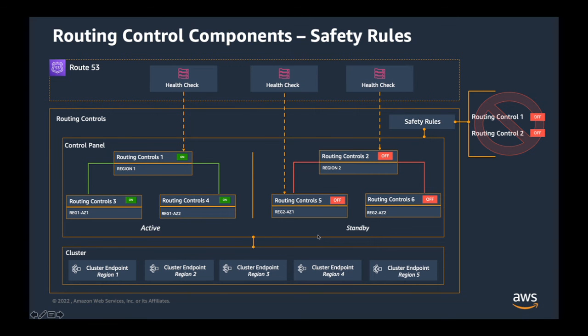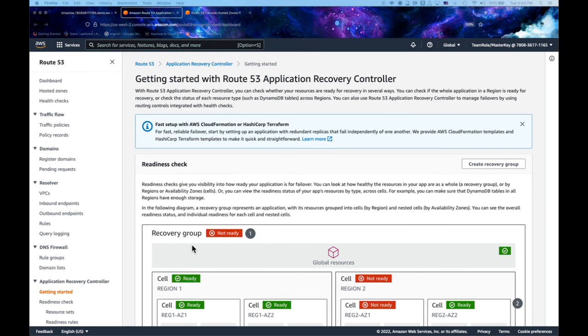This is just a quick glimpse at how safety rules are applied across the architecture. Let's say you created an assertion rule stating that at least one routing control needed to be on. If you tried to execute an API call that tried to turn your routing controls in region 1 off, you would get a nice validation exception error because of that safety rule. I've got this all built out in the console, so I'm going to stop sharing here and navigate us to the Route 53 management console.